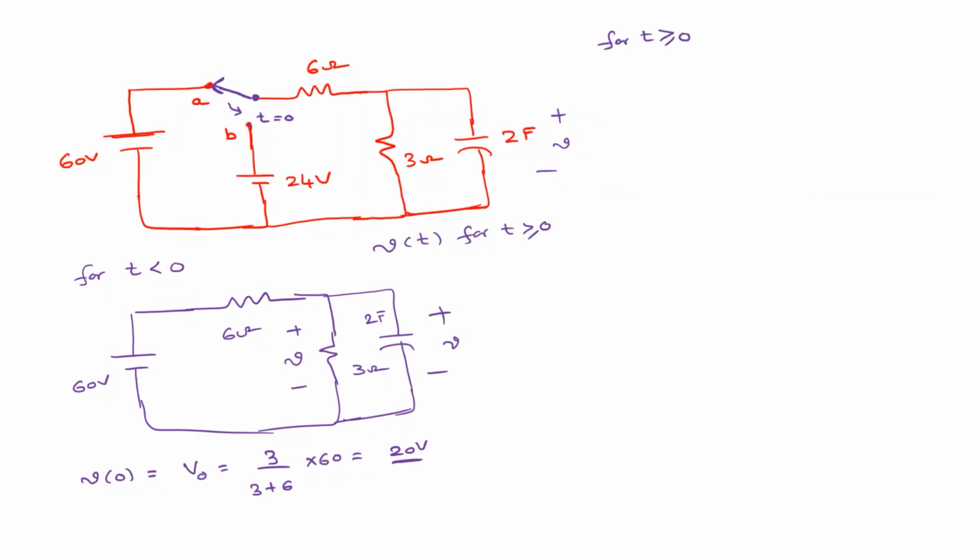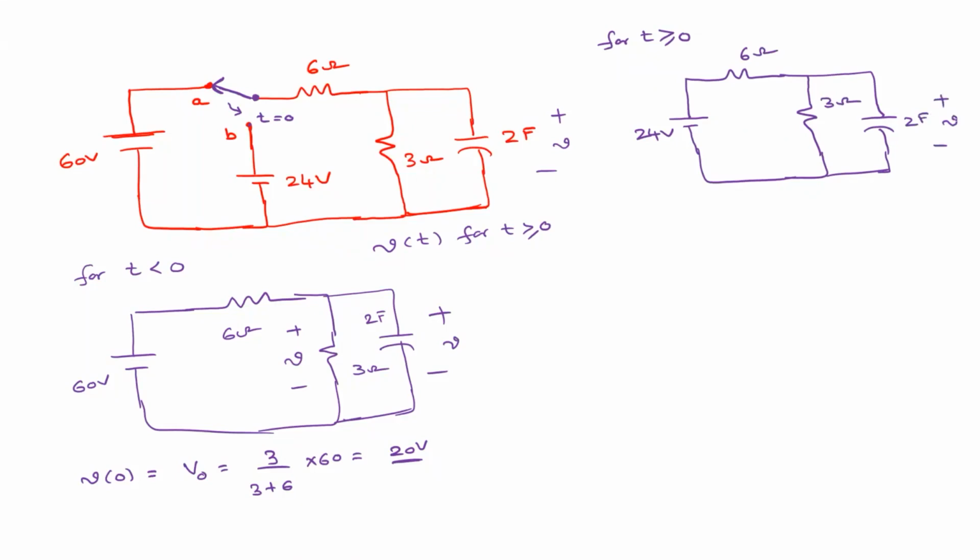For t greater than or equal to 0, the switch is moved to position B. So therefore, the circuit will be like this. All right. So now it is 24 volts, 6 ohm now, and this is 3 ohm, and we have 2 farad here. Right. So this is the voltage across the capacitor. For this, you require two things. One is V infinite, and another is the time constant tau, so that we can substitute in the formula. Right. So how to calculate?